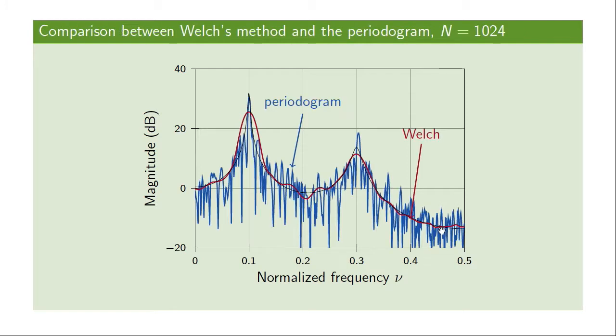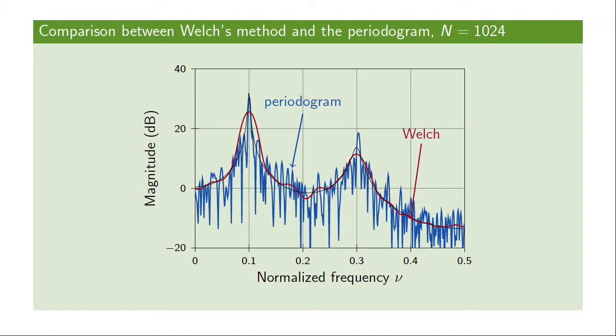And we can now compare that to the estimate produced by the periodogram using the same amount of data, so in this case 1024 samples. So here you see the Welch estimate in red and the periodogram estimate in blue. And what we can see is that the Welch estimate for any particular frequency will be consistently closer to the true power spectrum than the periodogram estimate will be.